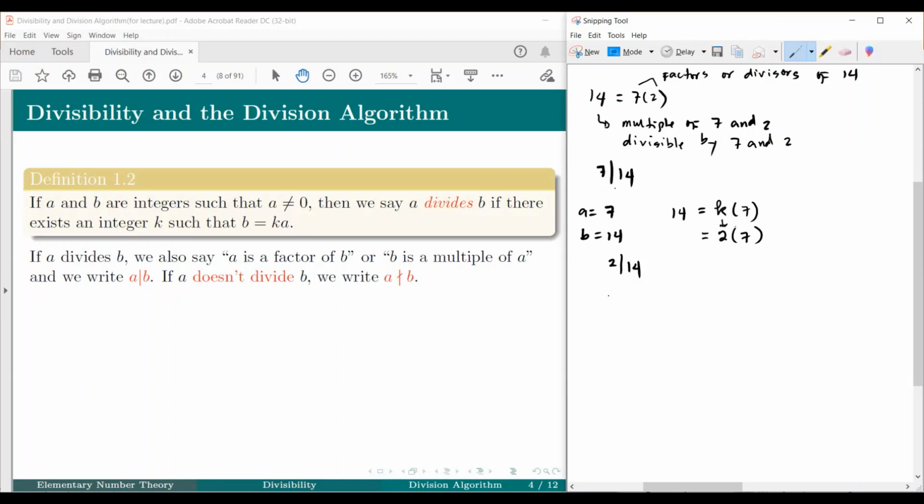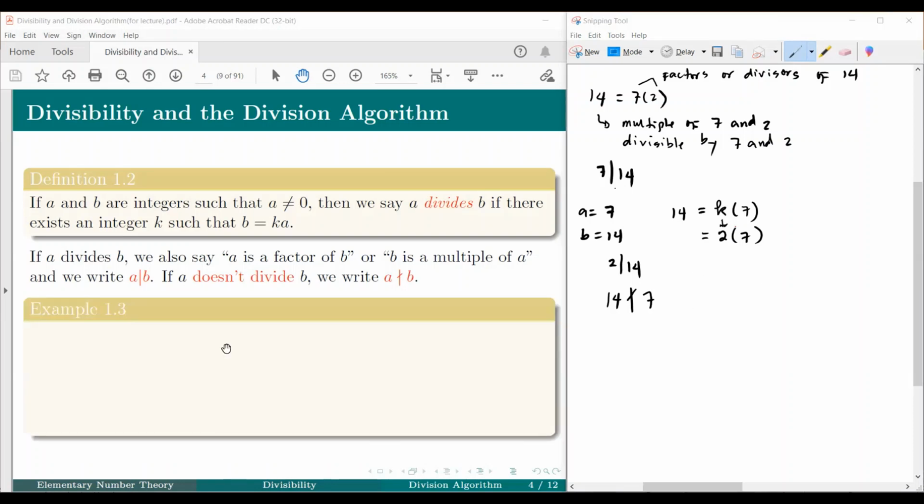And then another one, 14 does not divide 7. Why? Because we cannot write 7 equals an integer times 14. So we cannot find an integer such that if we multiply it to 14, the answer is 7. Okay? So 14 does not divide 7.